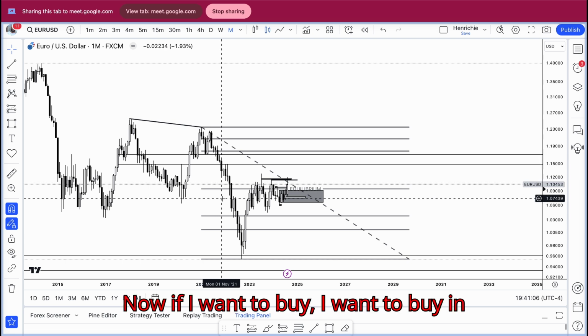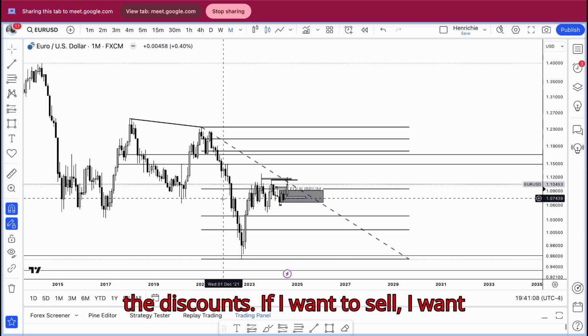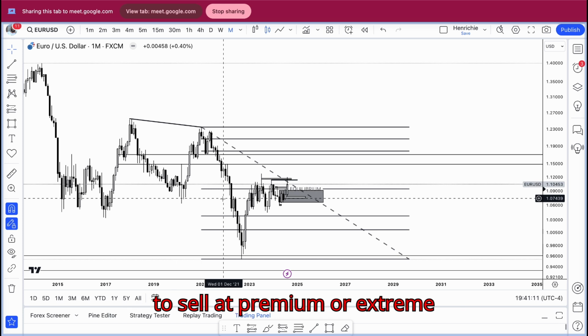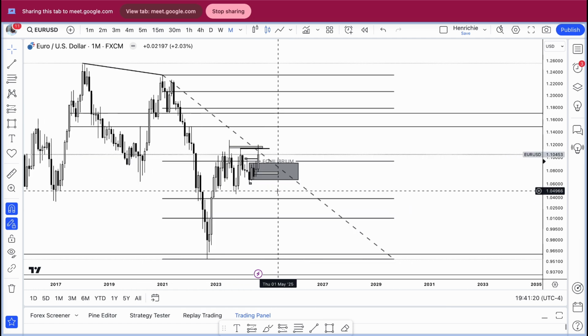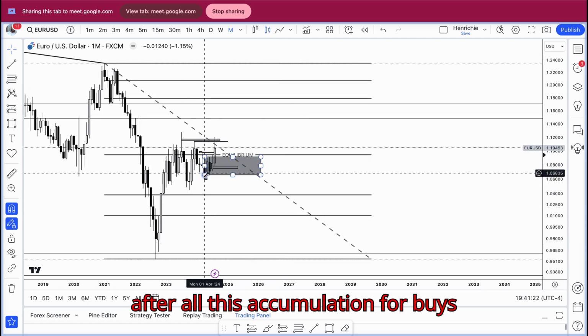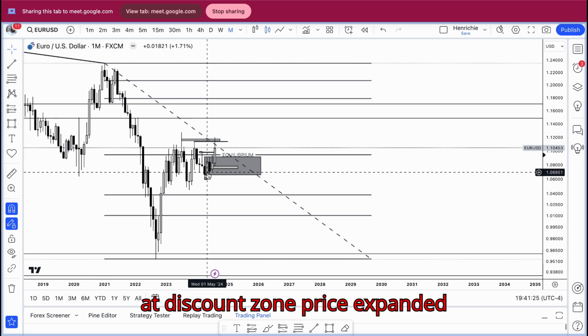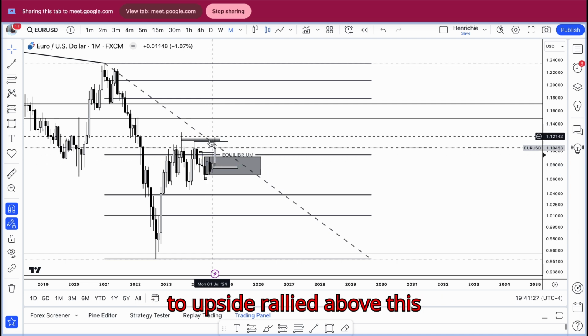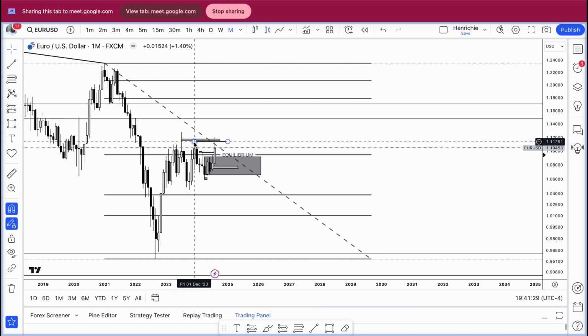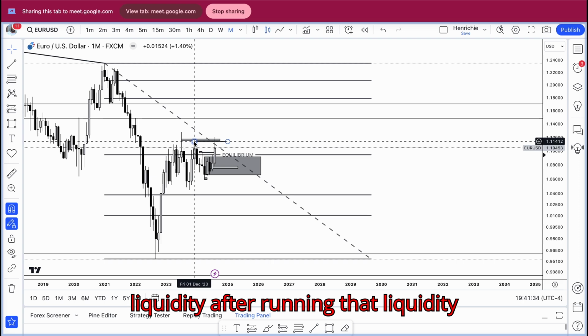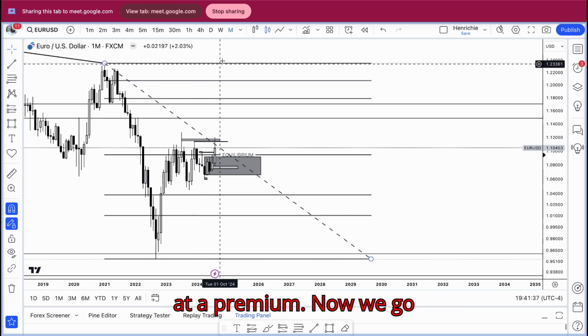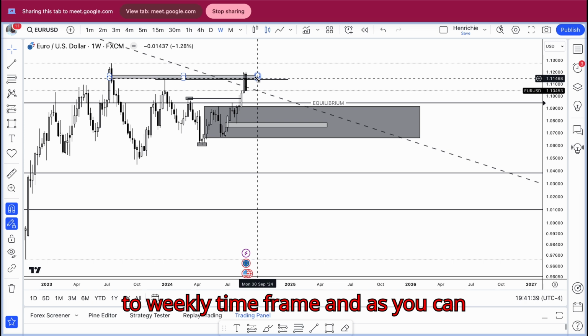Now, if I want to buy, I want to buy in the discount. If I want to sell, I want to sell at premium, or extreme premium, or extreme discount for a buy. Now, in this case, you can see after all this accumulation for buys at discount zone, price expanded to the upside, rallied above this monthly range high right here, took that liquidity. After running that liquidity at a premium, now we go to weekly time frame.